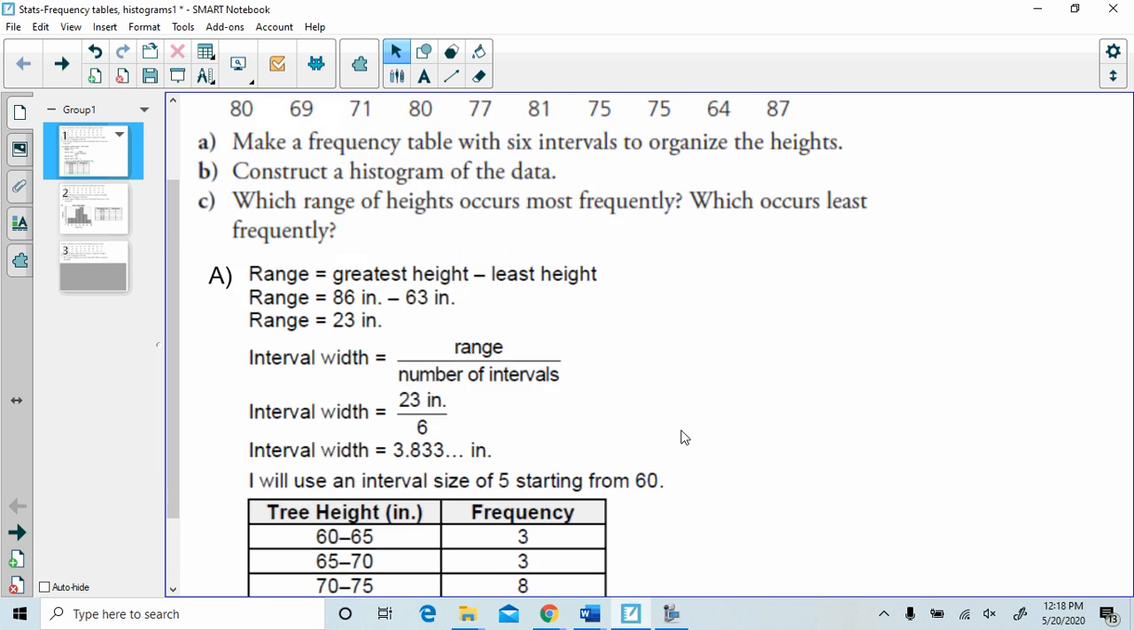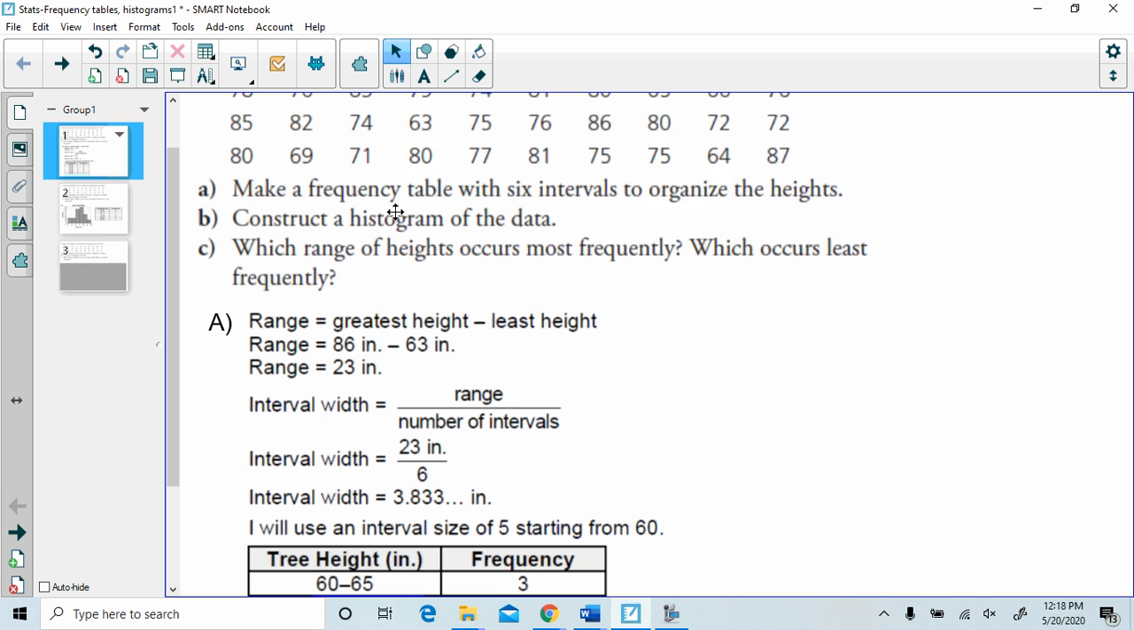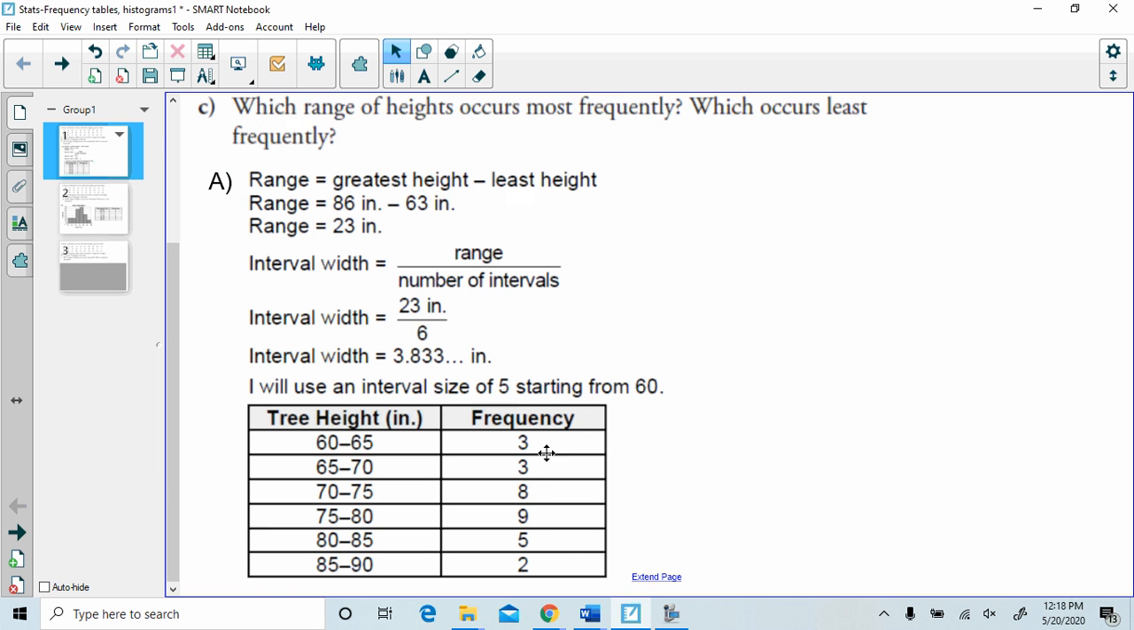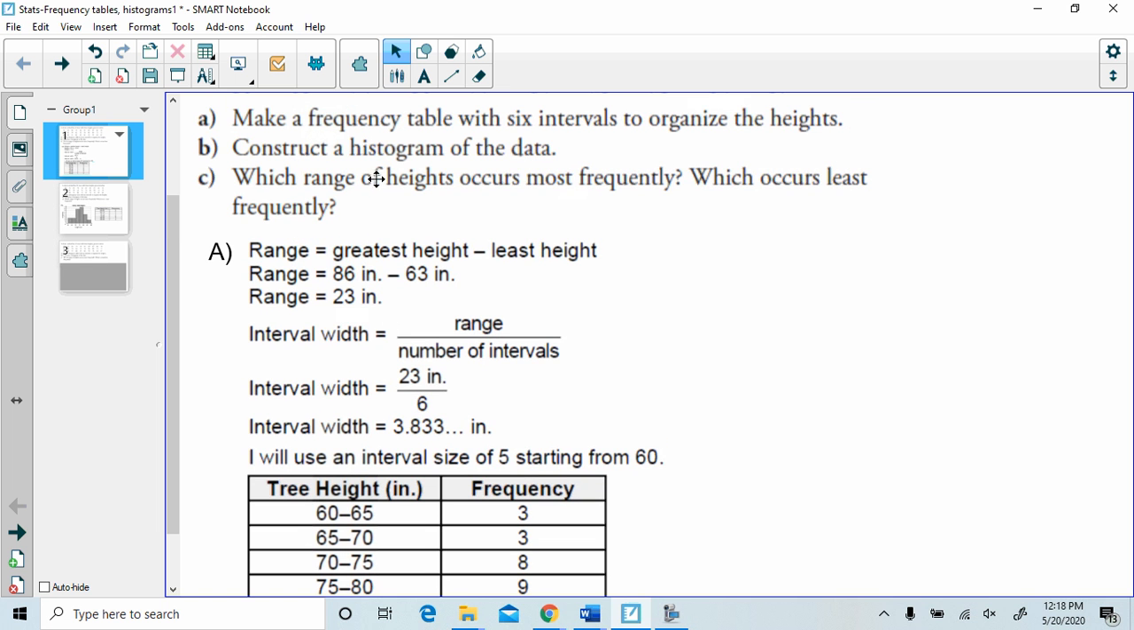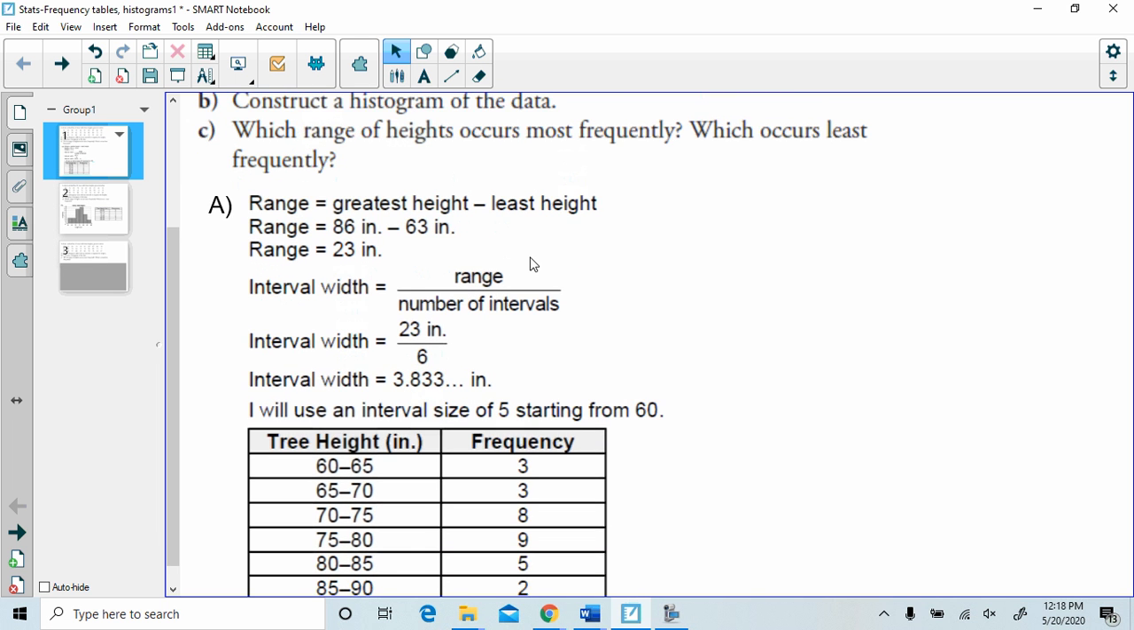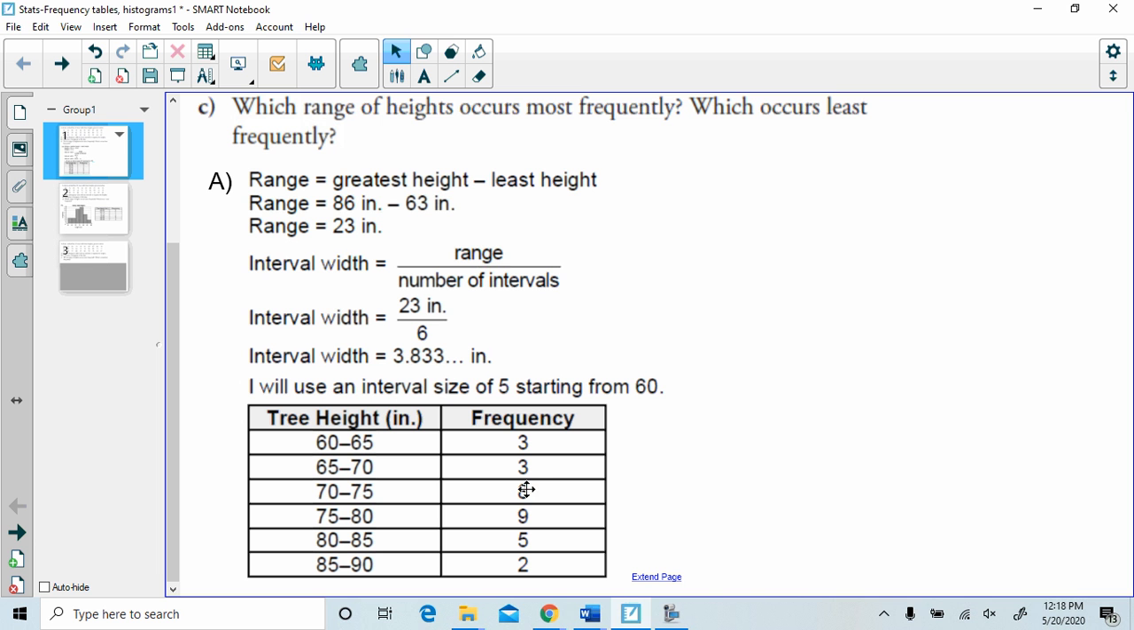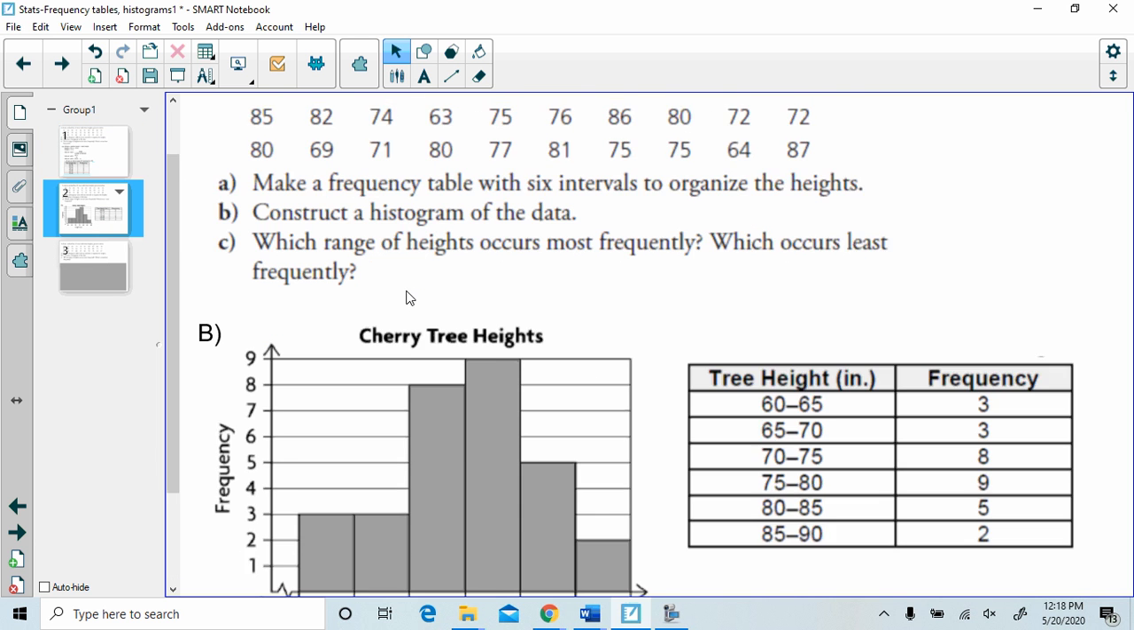So that's all we're asked for this one, creating a frequency table. And this one has 6 intervals, so we can see there should be 6 frequencies, which means there's going to be 6 bars when we graph this. Part B is construct a histogram. So now we're going to take our information here and graph it. If you do that, it should look like this.